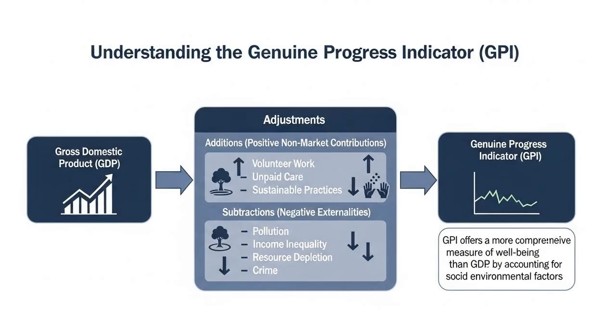Another alternative is the Genuine Progress Indicator, or GPI. GPI starts with the same consumption data as GDP, but then it makes a series of adjustments. It adds positive contributions that GDP ignores, like the value of household and volunteer work. Then, it subtracts the negatives, like the cost of crime, pollution, resource depletion, and income inequality. In studies where GPI has been calculated, it often shows a very different trend to GDP, suggesting that while our economies have grown, our actual well-being has stagnated or even declined.